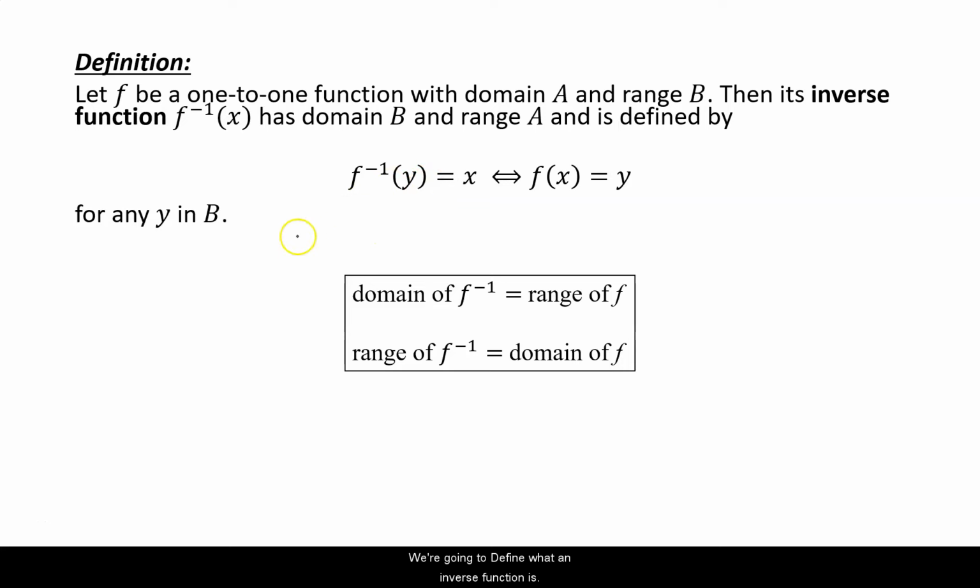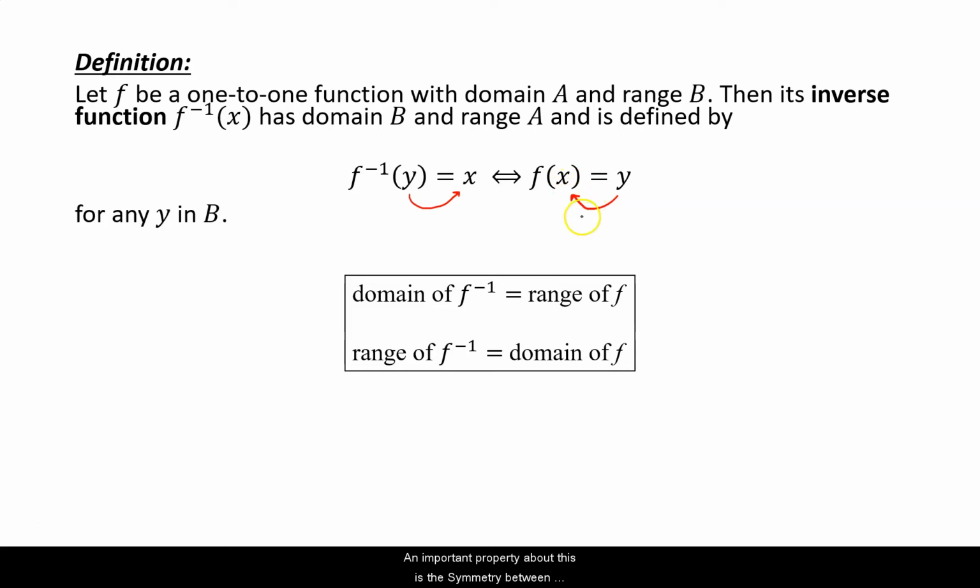Here we're going to define what an inverse function is. An inverse function has the property that f inverse of y equals x whenever f of x equals y. So in a sense, we're just reversing the direction of the input and the output value. You see here that the input value y gets sent to x for the inverse function, but the output value of y corresponds with the input value of x for the original function.